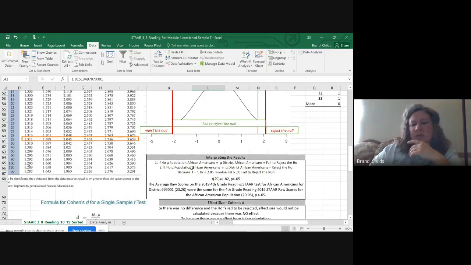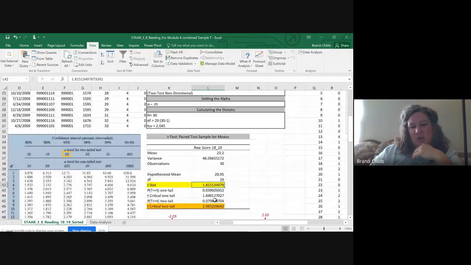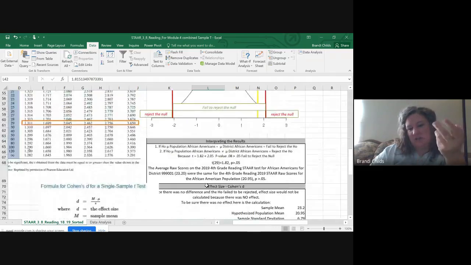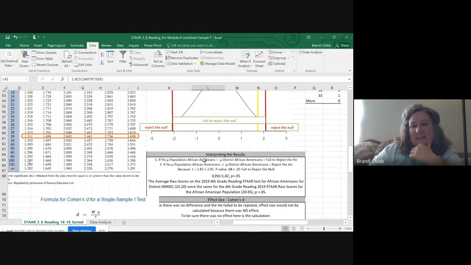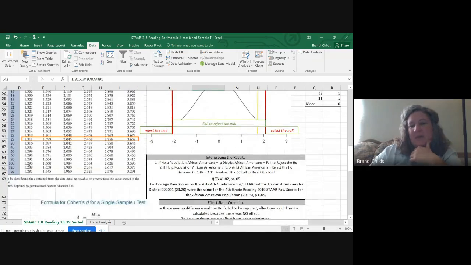Okay, so that's the 1 and 2, which is really the same as my hypothesis of what I started with. But this actually is going to show you what my answer came to be. Because of my t statistic being 1.82, it is less than 2.05, because here it is, it's less than that.